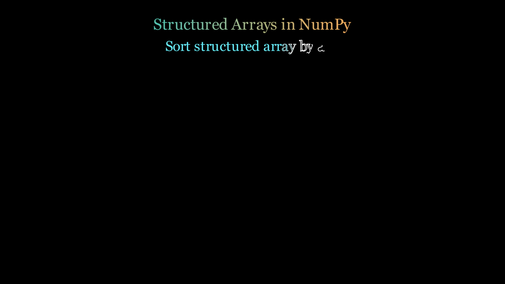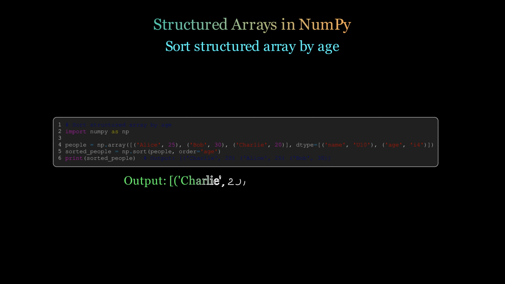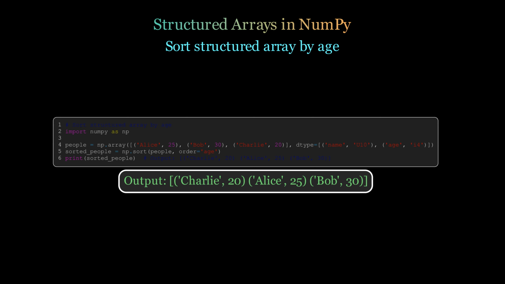Sorting structured arrays works differently than regular arrays. We can specify which field to sort by. Here we sort our people array by age in ascending order. The result shows Charlie first as he's youngest.